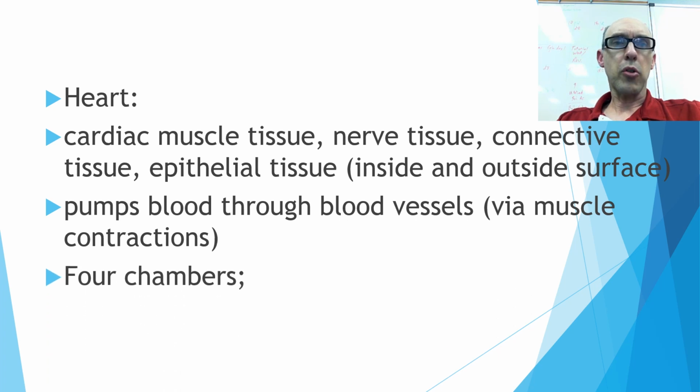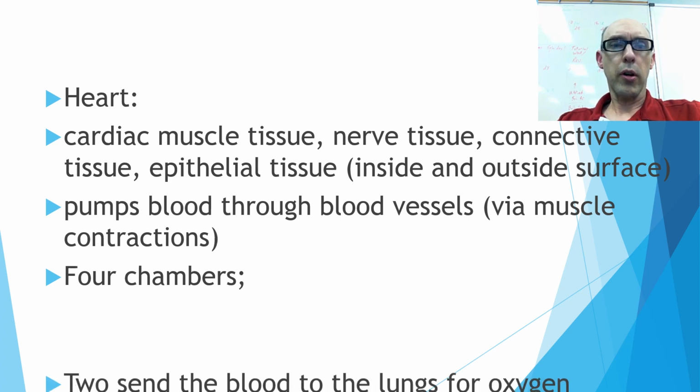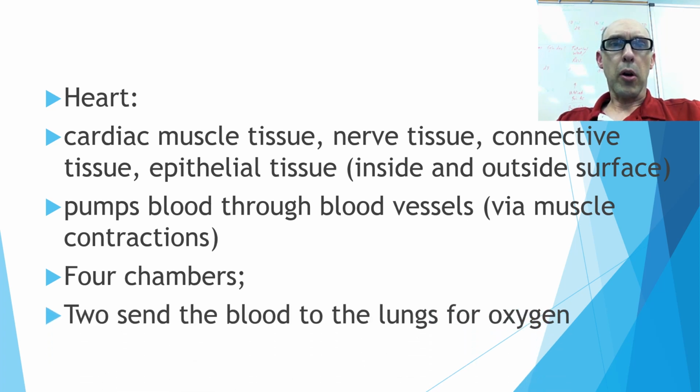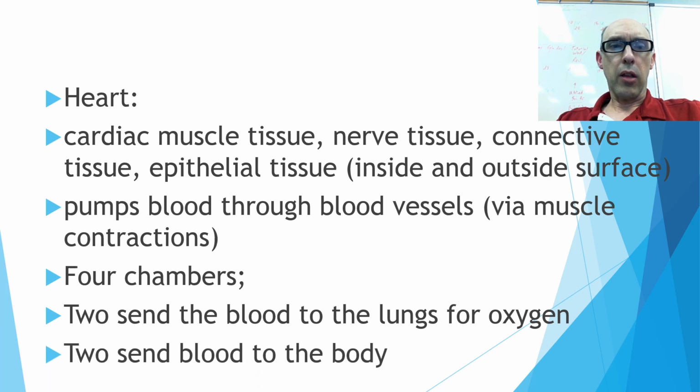There are 4 chambers in a mammal heart, like us. Frogs have 3 chambers. Fish, I believe, have 2 chambers. So different types of creatures have different numbers of chambers, but ours are 4. 2 of those are responsible for collecting blood and sending it to the lungs so we get oxygen, because oxygen is very important. And the other 2 are collecting the blood back from the lungs to send it on to the body. Moving on to the next slide.